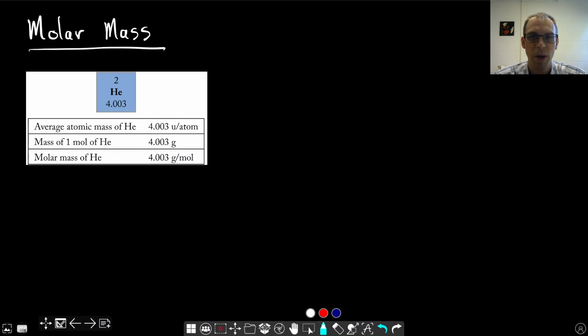And so we need a way to relate how much mass we have, how much we can weigh out, how much does something weigh, and compare that to how many particles that corresponds to, which is how many moles. And the way we do that is through the idea of a molar mass, which just tells us how much 1 mole of a particular particle weighs.